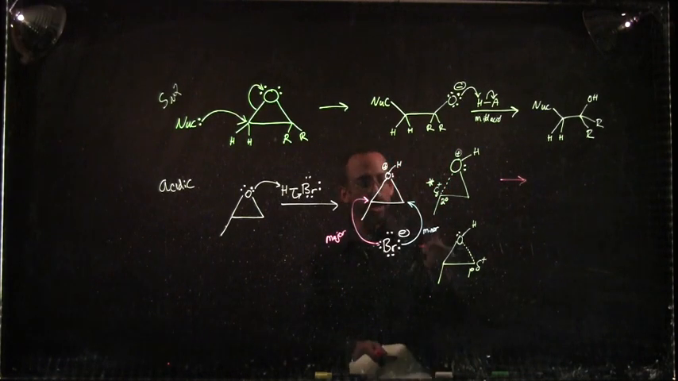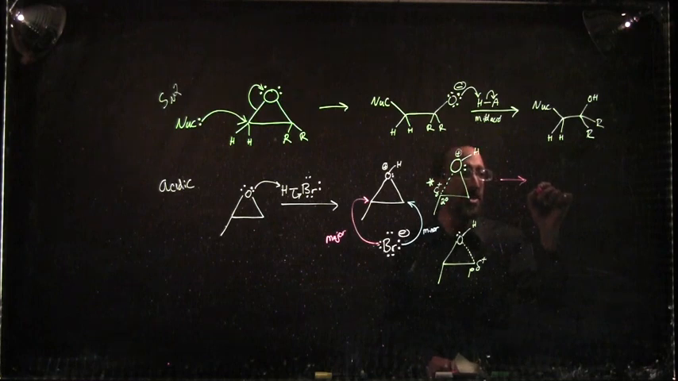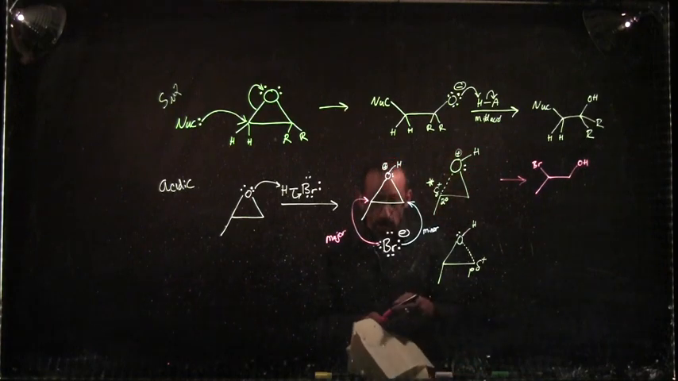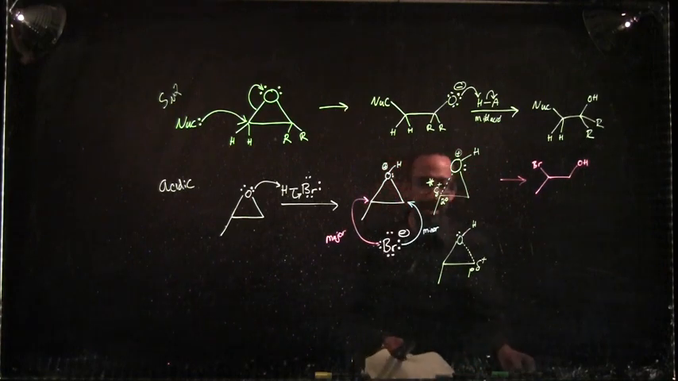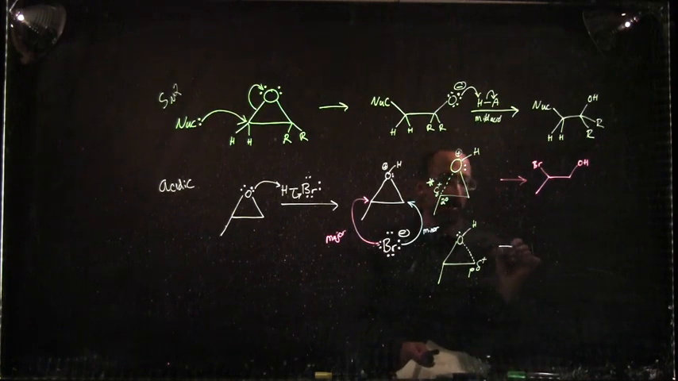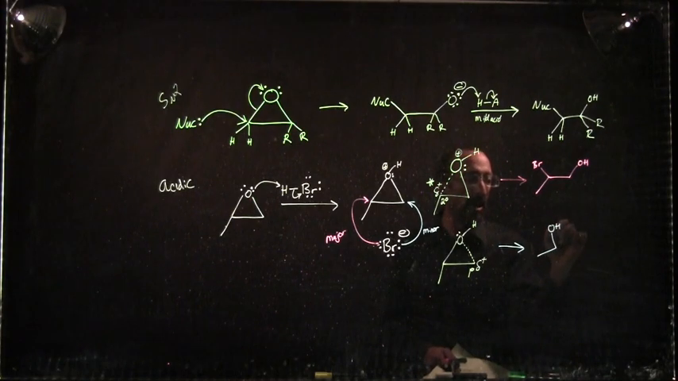Our oxygen is already protonated, so we don't need to have a second protonation step under acidic conditions. Our major product, we have a secondary bromide, primary alcohol, and our minor product will have our secondary alcohol and our primary bromide.